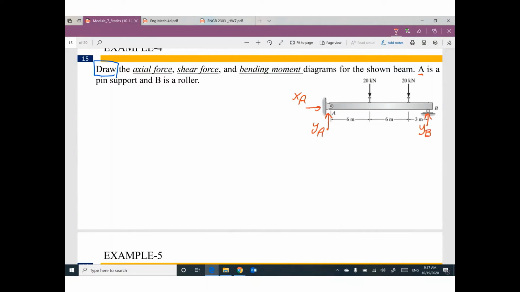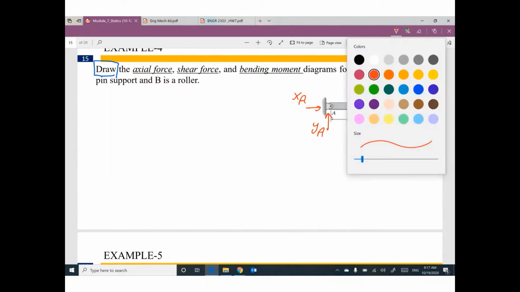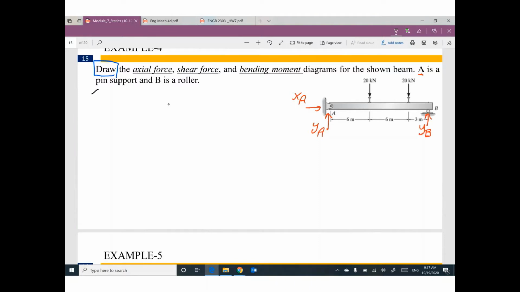To figure out reactions, we have 3 equilibrium equations. Summation Fx equals 0. What forces do you have in the X direction? Please don't forget any. We have XA. Anything else? No. XA equals 0. This reaction equals 0.